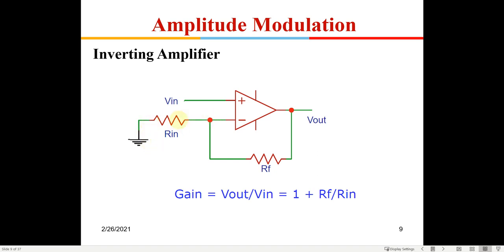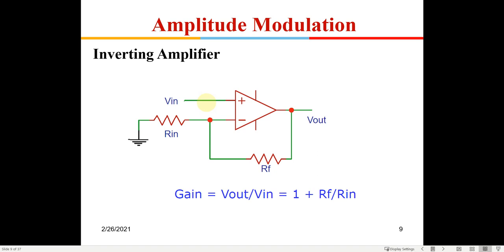And the same current is going from right to left. So that same current has to come from here, because at an op amp input terminal there can't be any current going into the input terminal. So if I equate this current, it will be V out minus V in by RF. If you simplify that, you will get a gain which is 1 plus RF by Rin.